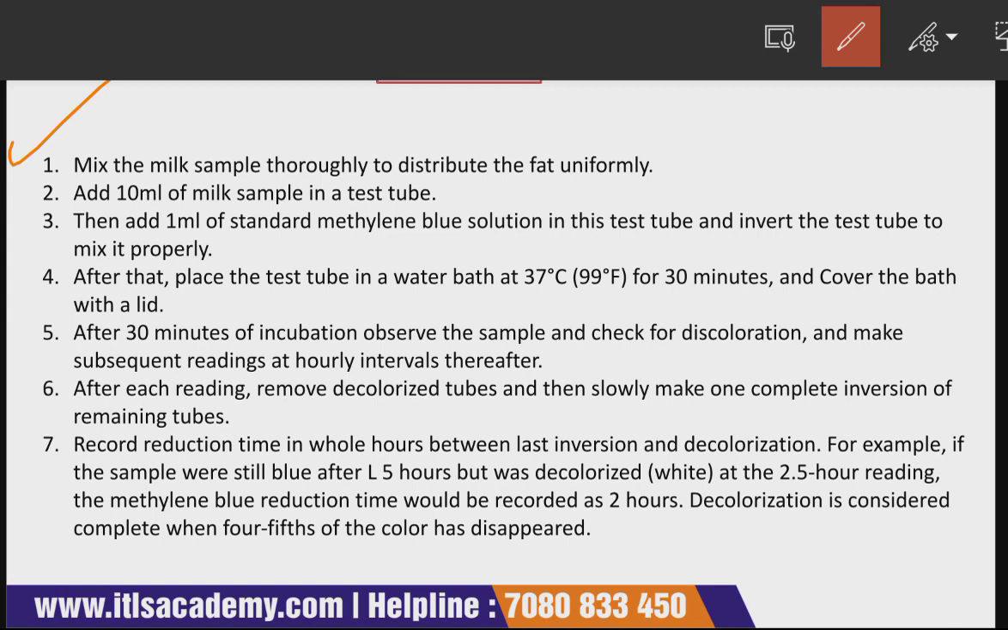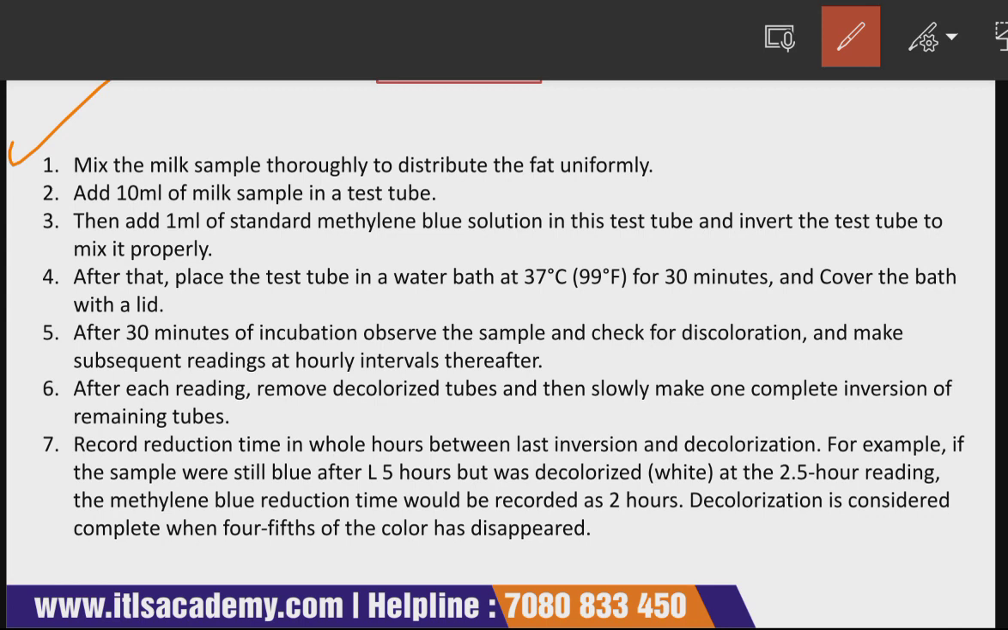Then after 30 minutes of incubation, you have to observe the sample and check for discoloration. After 30 minutes you take out the sample and check for the discoloration, and make the subsequent reading at hourly interval thereafter. Means you have to make the subsequent reading after each 1 hour of interval.